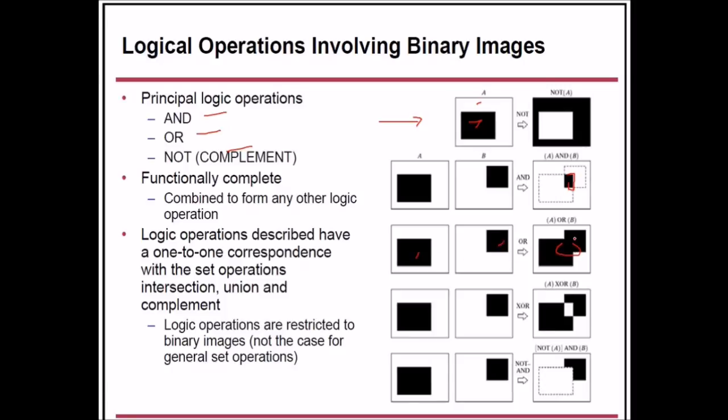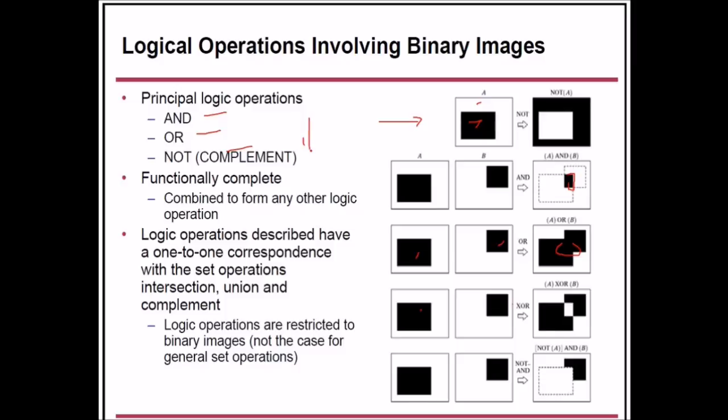So this is A or B. Then XOR means you combine them and you just delete the portion which is common to them. And this is not A and B, which means combine them and then eliminate the NOT, or difference. In simple words, combine them and just eliminate A because it is not A. Now this is functionally complete, meaning it can be combined to form any other logic operation.